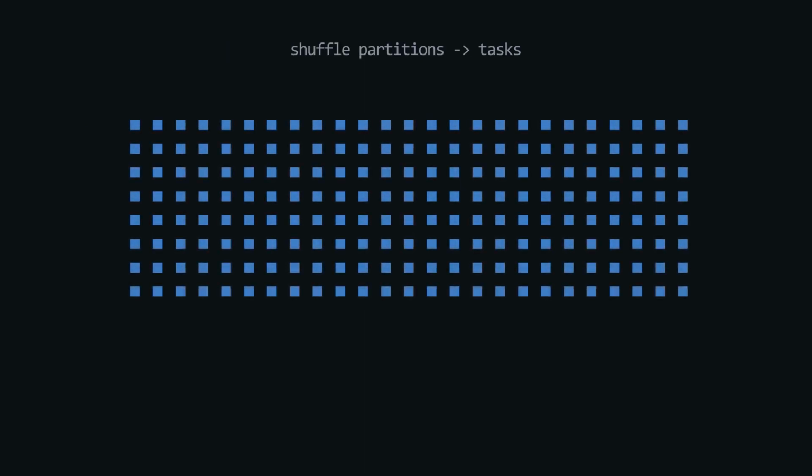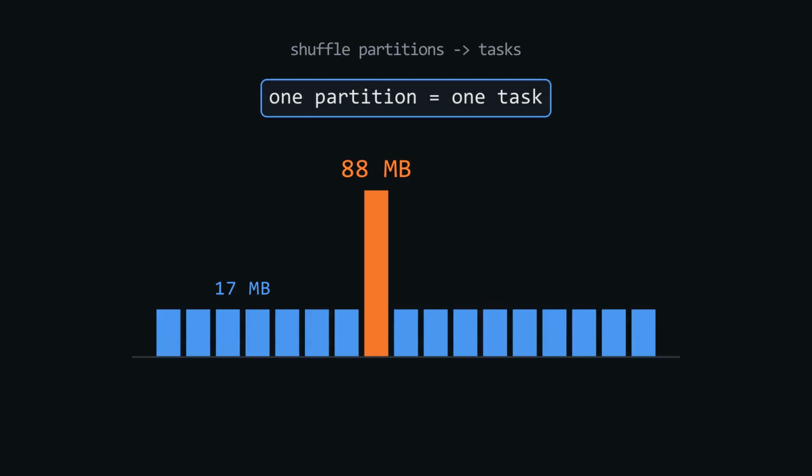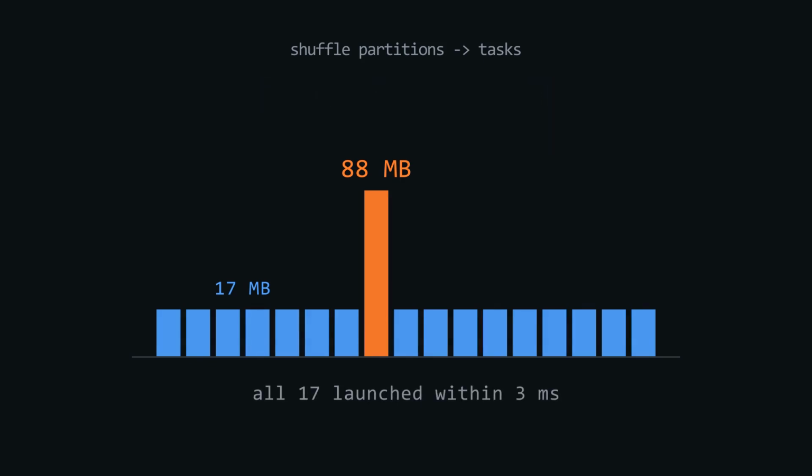You asked for 200 shuffle partitions, the default. What actually ran was 17 tasks, because Spark merged the small ones first. 16 of those tasks got about 17 megabytes each. One got 88 megabytes. A partition is not an abstraction here. It is the unit of work handed to exactly one task. So when data volume dominates the cost, the oversized partition is the one to suspect, and in this run it became the longest task. All 17 launched within 3 milliseconds of each other, 16 finished together, and the last one ran 3.5 times as long.